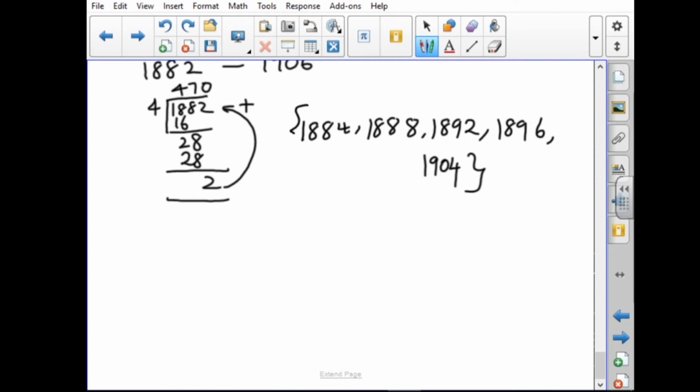Okay, so totally how many elements are there in this set S? Okay, so we have 5 elements. So n of S is equal to 5. So this sum is a different sum, so you have to keep it in mind. Okay, so next one.